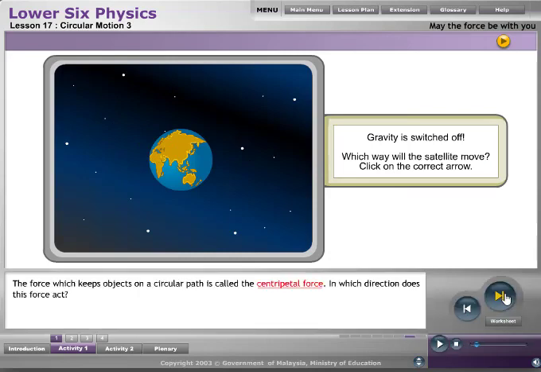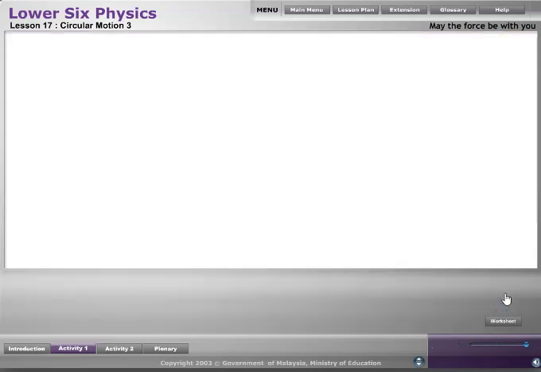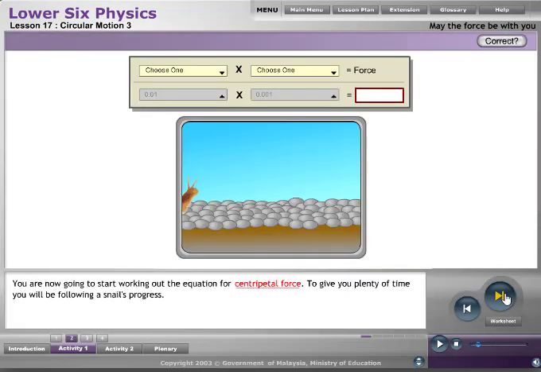The force which keeps objects on a circular path is called the centripetal force. In which direction does this force act? Answer: towards the center of the circle. You are now going to start working out the equation for centripetal force. To give you plenty of time, you will be following a snail's progress.